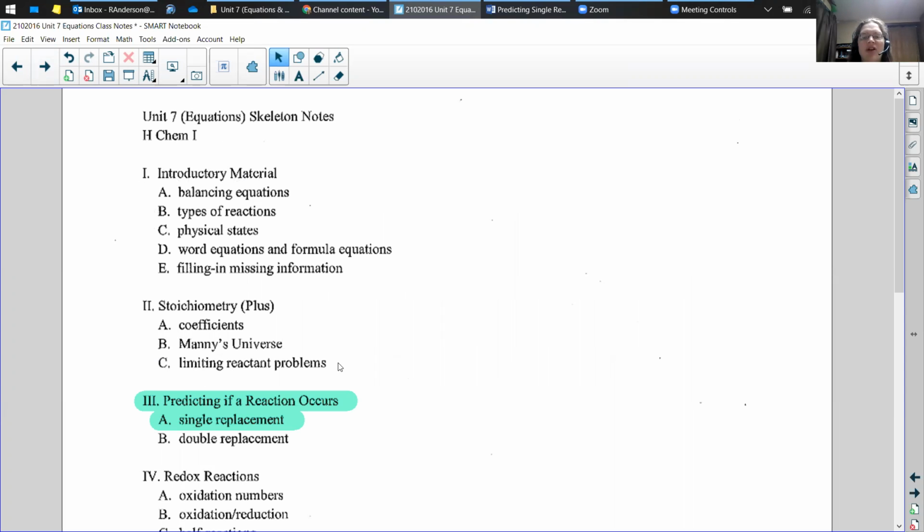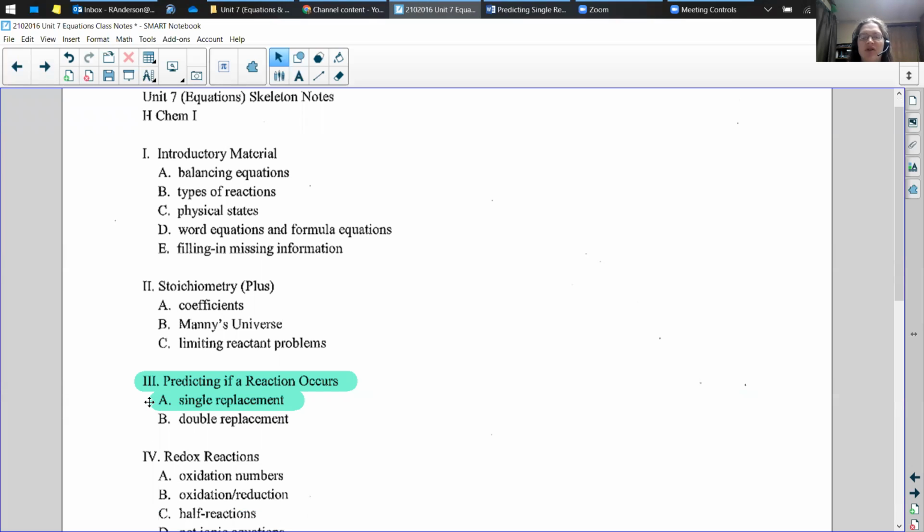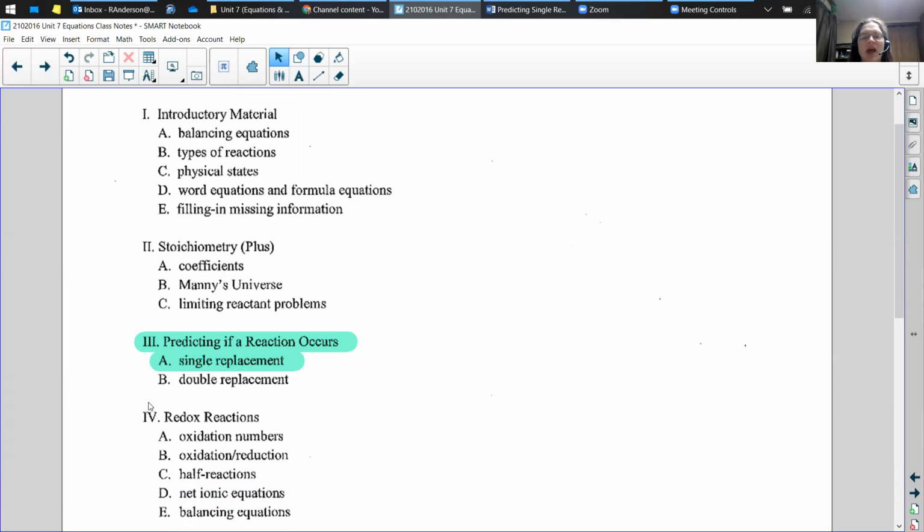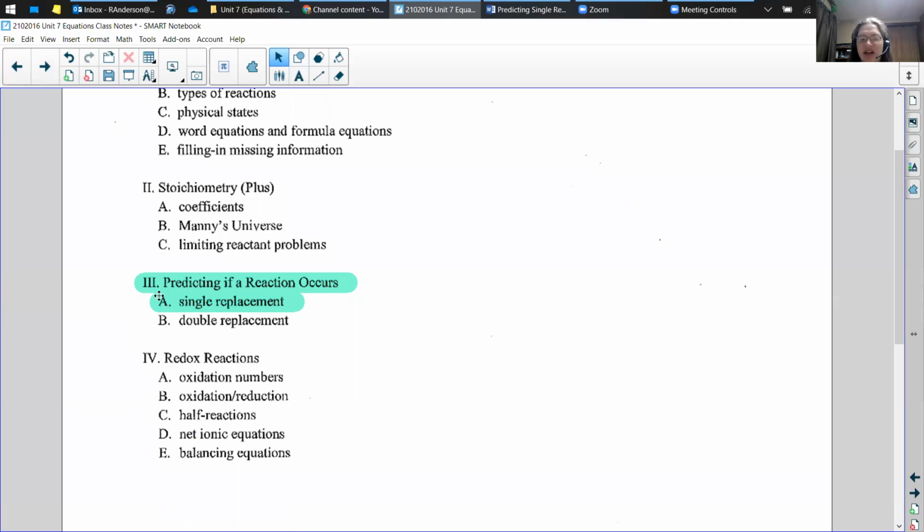While you do that, we're going to revisit two types of reactions, single replacement and double replacement reactions, to see if they occur or not, because not every time you mix elements or compounds together in lab will the reaction happen. An interesting side note is that our next topic is redox reactions, and we will find that single replacement reactions can also be categorized as redox reactions, but more about that later.